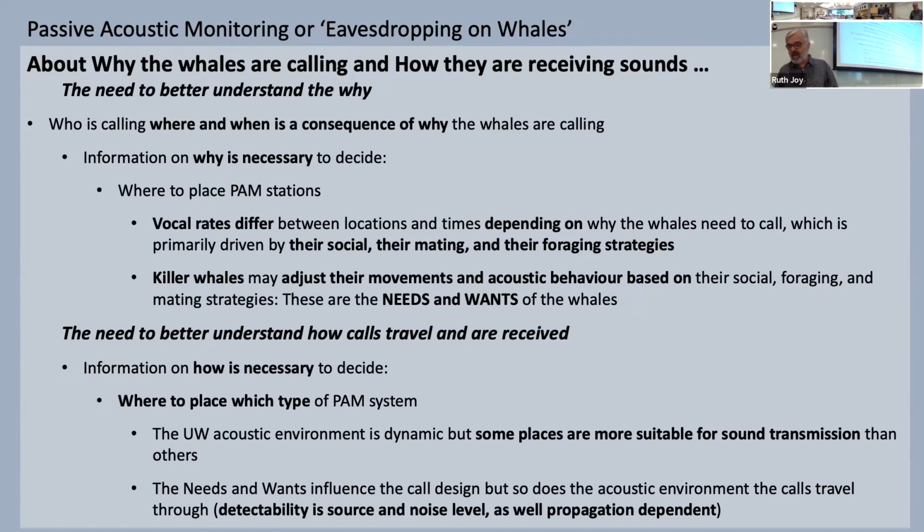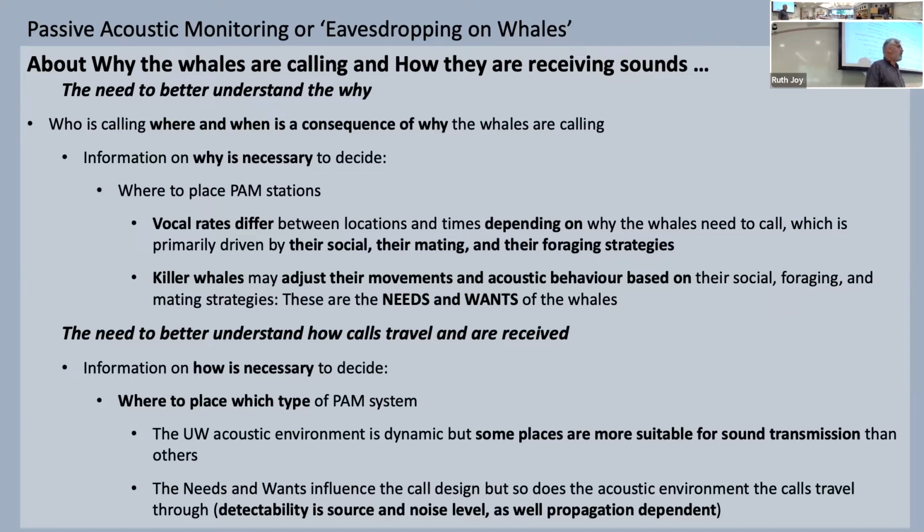I'm not going to go through all the text that's on there because it doesn't really make sense. But it's important to determine that the why actually tells you when and where they are calling, because it's the why that decides. The animal decides whether it's important for me to vocalize in a certain area. It's not for us to decide, well, we're putting a recorder here, so that's what we wanted to know. No, it's what the whales are deciding.